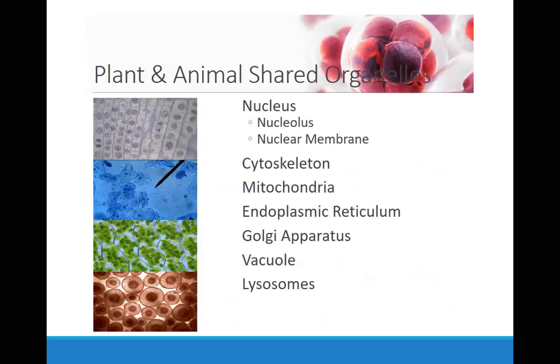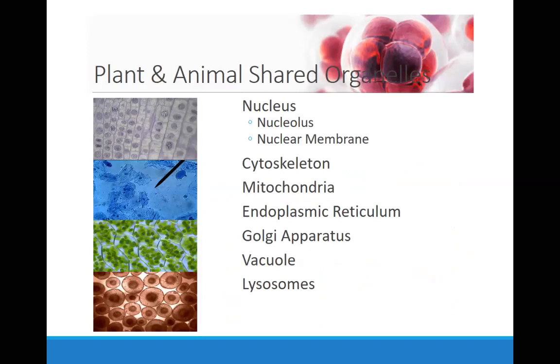So the list goes like this. We'll talk about the nucleus. All eukaryotic cells are going to have a nucleus, but the nucleus has two special structures I want to highlight here, the nucleolus and the nuclear membrane. We have the cytoskeleton, which could or could not be considered its own organelle. Essentially, these are protein microfilaments that help give the cell its particular structure.